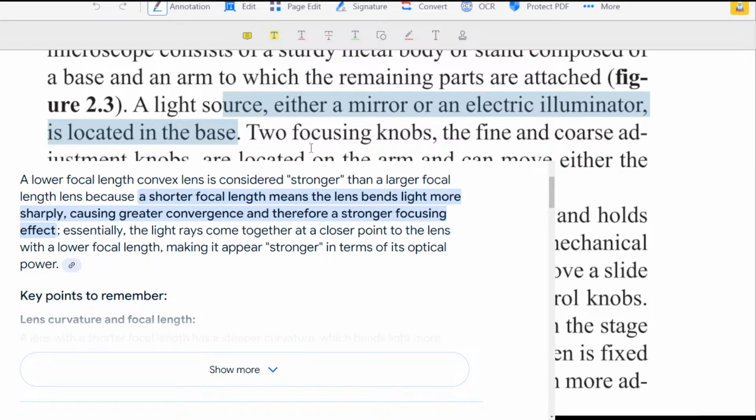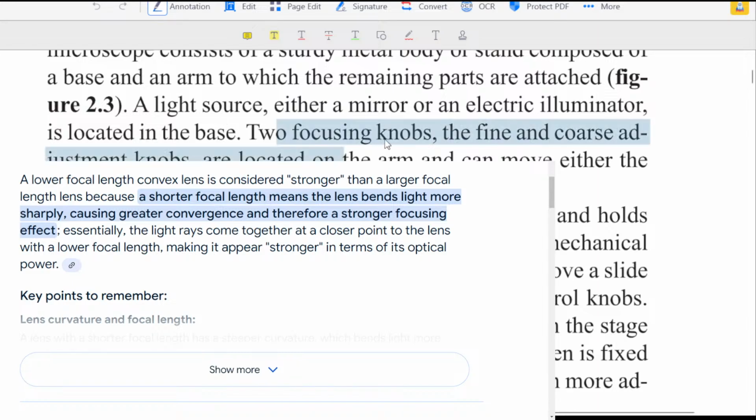But the advanced ones, the light microscopes, usually use the light from the bottom, and it is then projected towards the slides. You can say the lenses. And when we put our eyes to the lenses, we can see the changed light. So a light source, either a mirror or an electric illuminator, is located at the base.